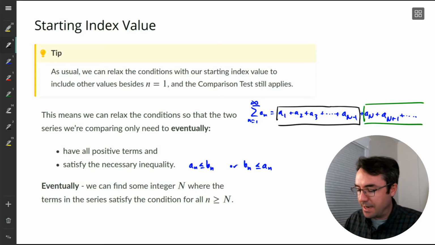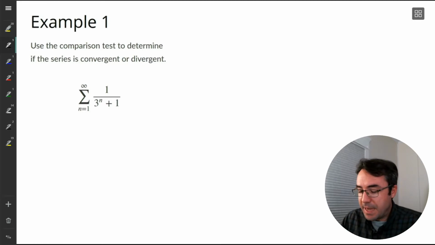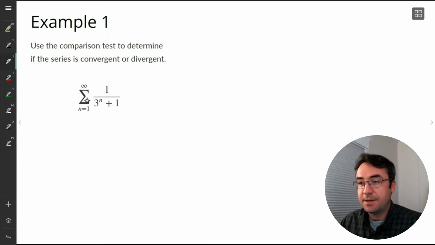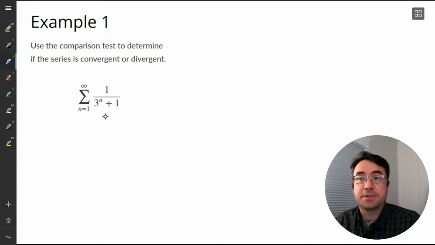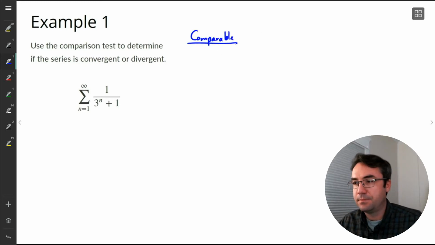All right, so let's try an example. Let's look at example 1. We're going to use the comparison test to determine if this series is convergent or divergent. It's the series sigma n equals 1 to infinity of 1 over 3 to the n plus 1. So the first step is we want to find a series that we're going to compare this to. So we want to find our comparable series.